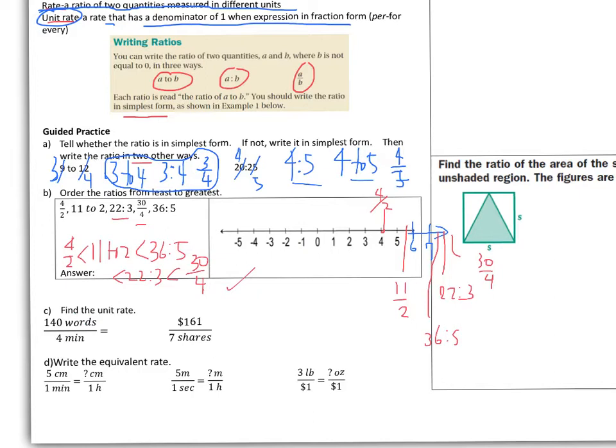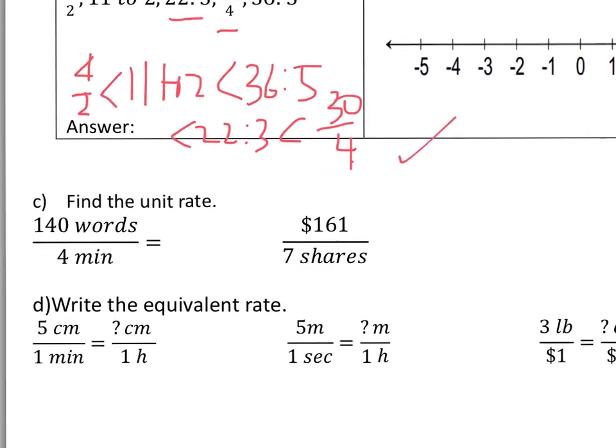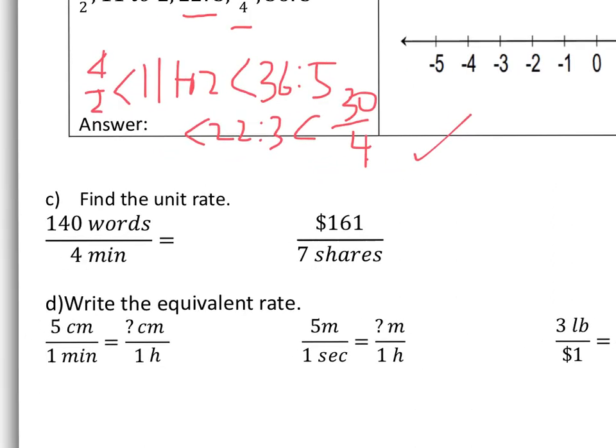So when I ask you to find a unit rate and you're given a problem like 140 words over 4 minutes, then you will have to change the denominator to 1. And how do we do that? Let me enlarge this. Okay, so 4 minutes in the denominator. To make that 1, we need to divide by 4, okay, to get 1. And for the numerator, we would do the same thing. 140 words divided by 4, and we get 35.